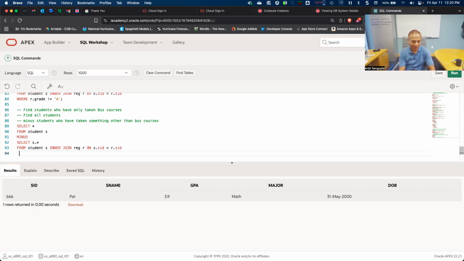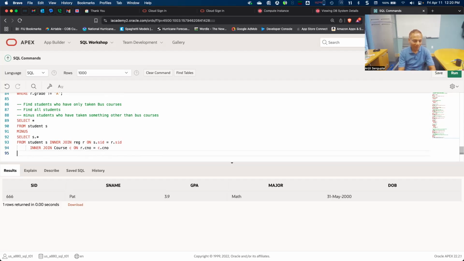equals R dot sid. I need another inner join, course C, on R dot C number equals C dot C number. Basically students who have taken something other than business courses, which means where C dot department is not equal to business. So we're looking for something other than business courses, so the department is not equal to business.